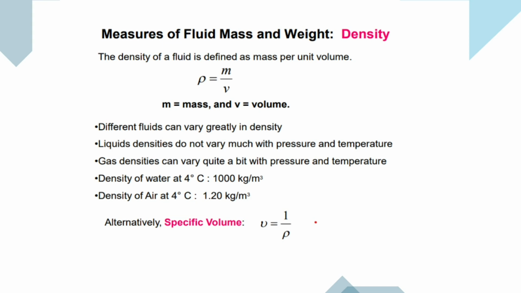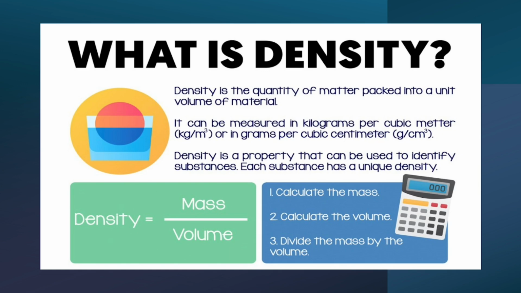So, density. What is density? Density is the quantity of matter packed into a unit volume of material. It can be measured in kilograms per cubic meter or grams per cubic centimeter. Density rho is simply equal to mass per unit volume, right? This is the formula that you need to remember. Take mass in kg, as per SI standards, and V in cubic meters, the standard unit of volume, three lengths.